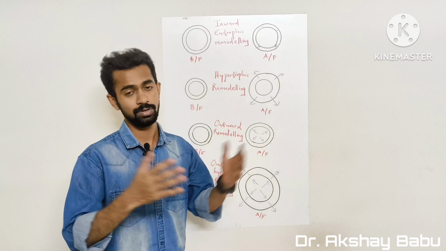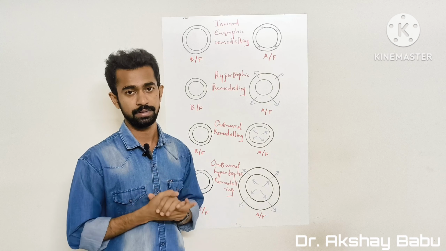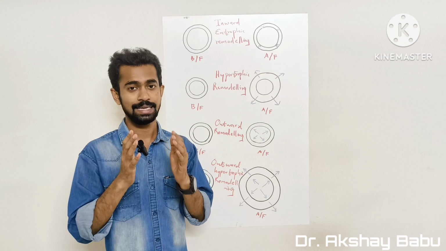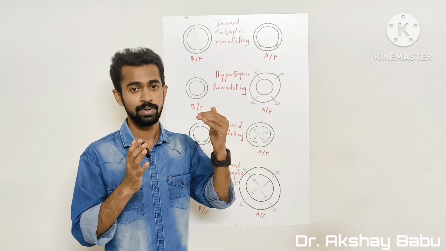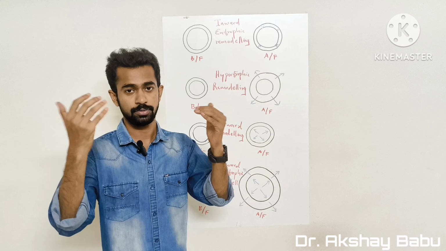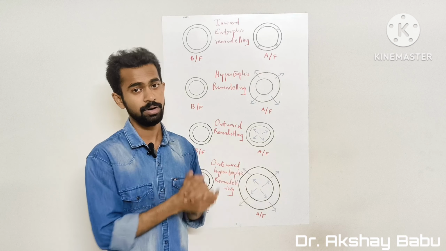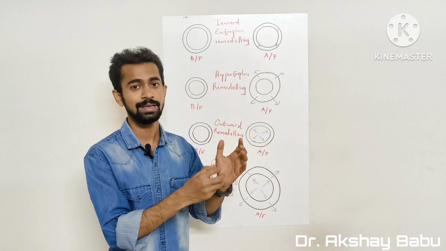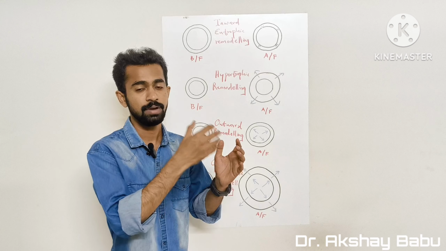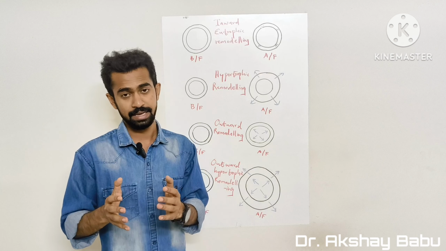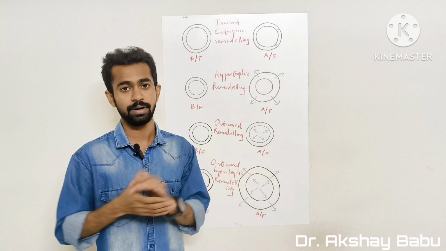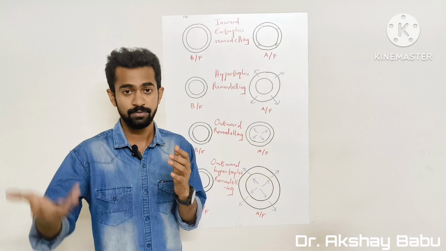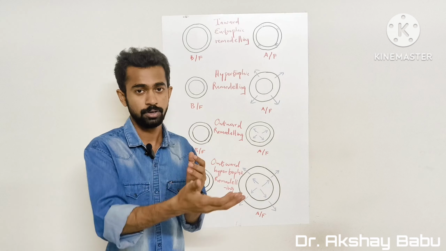And next, coming to the last one, that is outward hypertrophic remodeling. This outward hypertrophic remodeling occurs when the blood vessel is exposed to increased blood flow as well as increased blood pressure. Before, I discussed that outward remodeling occurs when the blood vessel is exposed to increased blood flow. Whereas in outward hypertrophic remodeling, this occurs when the blood vessel is exposed to increased blood flow as well as increased blood pressure.